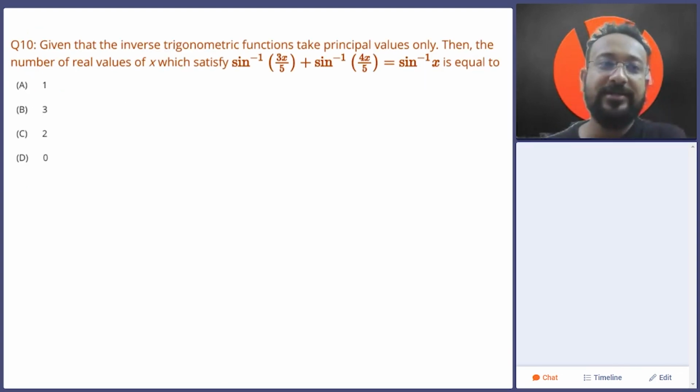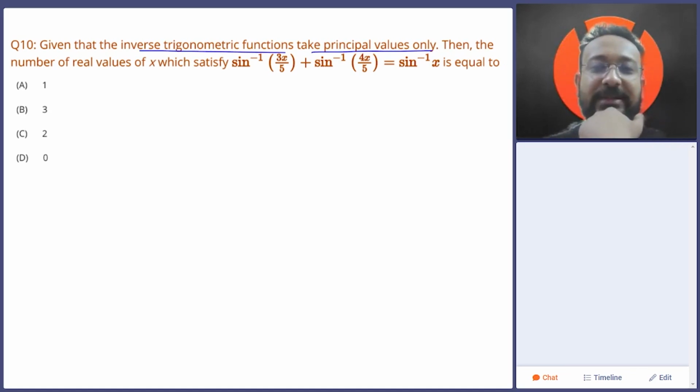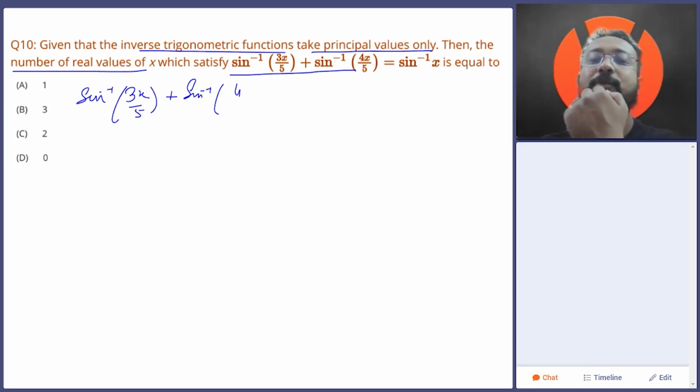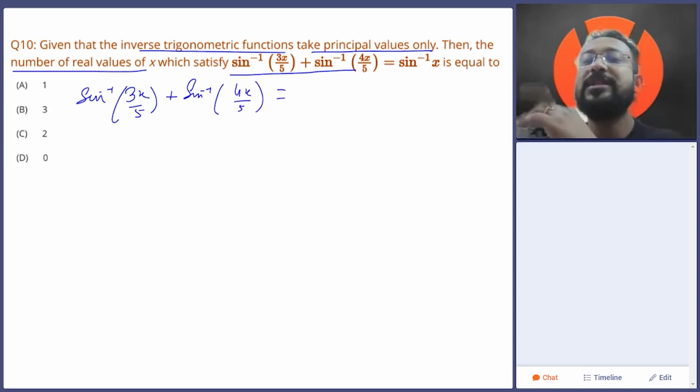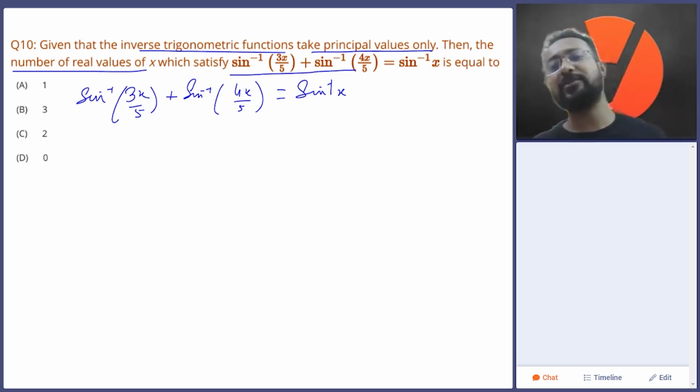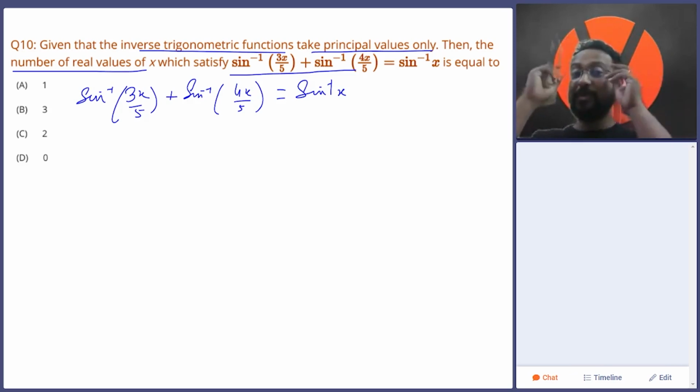Next question. What does it say? Next question says, given that the inverse trigonometric functions take principal values only, then the number of real values of x which satisfies this equation is equal to what? So now you can see both the parts of the equation, sine inverse 3x upon 5 plus sine inverse 4x by 5. This side there is no constant value as an angle, everything is expressed in terms of x. I think by hit and trial, we can see one solution is very simple, x equal to 0 is a solution. But they're asking for number of solutions, so we cannot do it like this, correct?